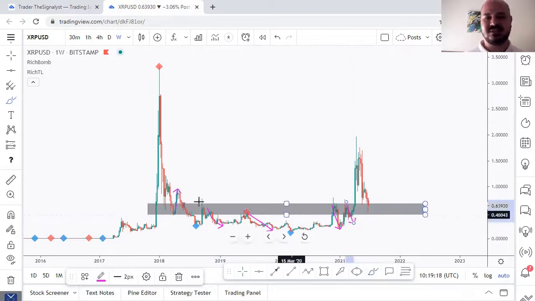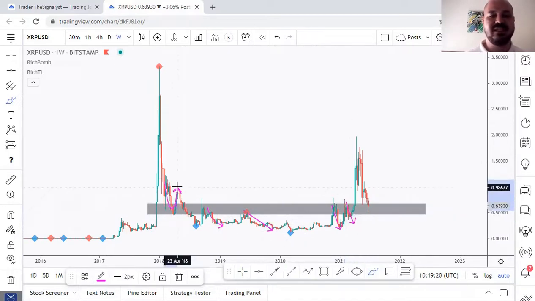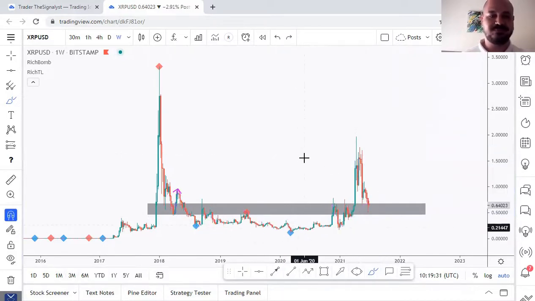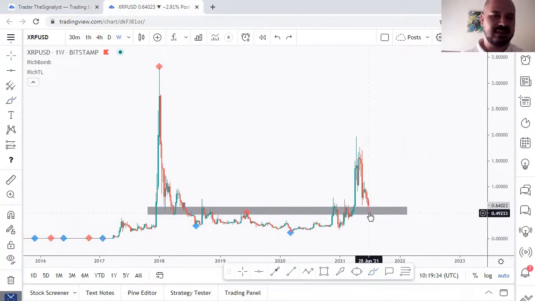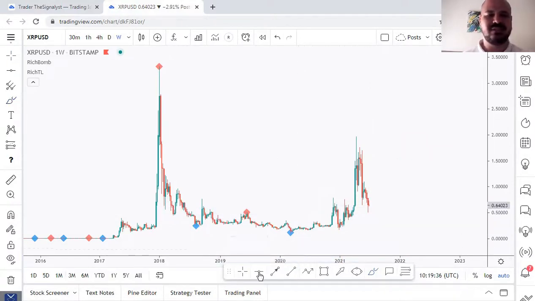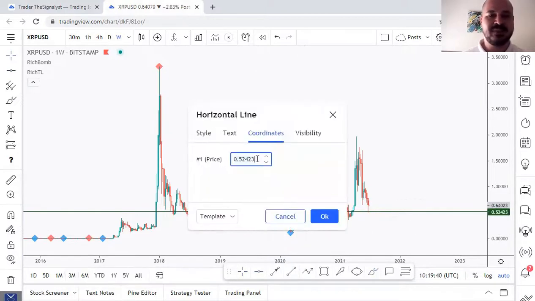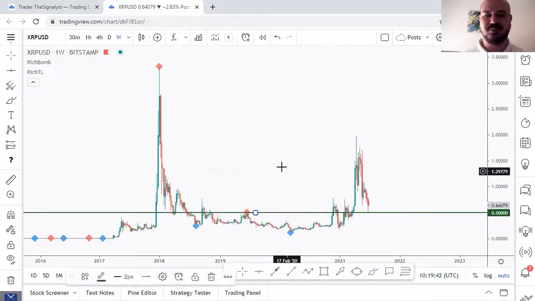And now it's acting as what was acting as support previously, then was broken downward, resistance again and again and again, then price broke it upward. So it's now acting as what? Obviously as support. So that's why we're looking for buy setups now. And I personally like to draw it as a level, to make the chart cleaner. And it happens to be also what? A very strong round number, which is 0.5.